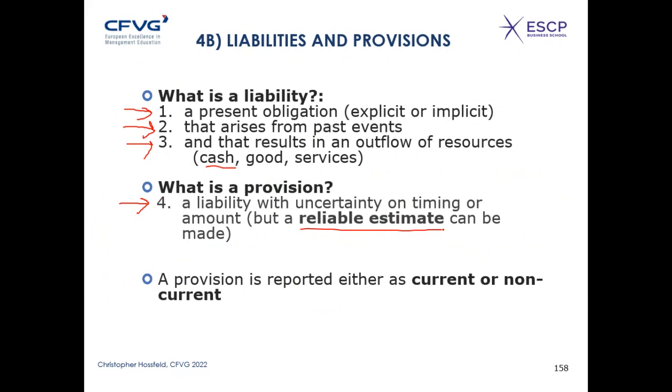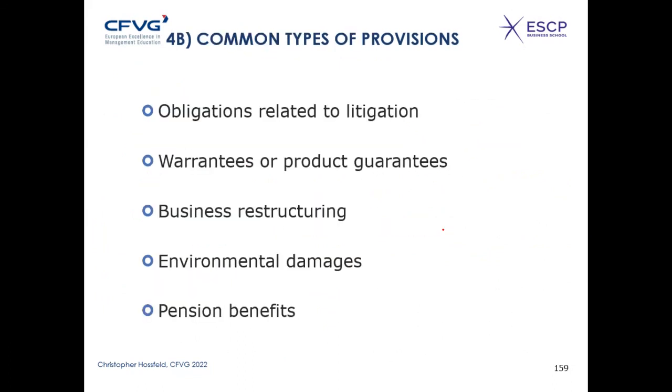So for every situation, we need to monitor this. Examples are litigation provisions, warranty provisions, restructuring provisions, and environmental damages. So I run a factory, for example, but the government obliges me to clean up the environment once I stop polluting. That would be an environmental provision. Or pension benefits, when the company promises pension payments to its employees directly. In all those cases, we need to account for provisions if the 4 criteria are met.